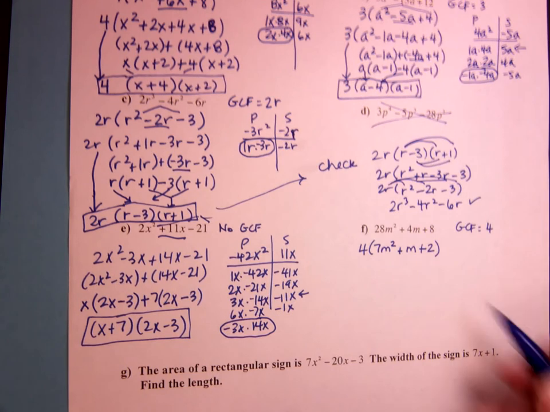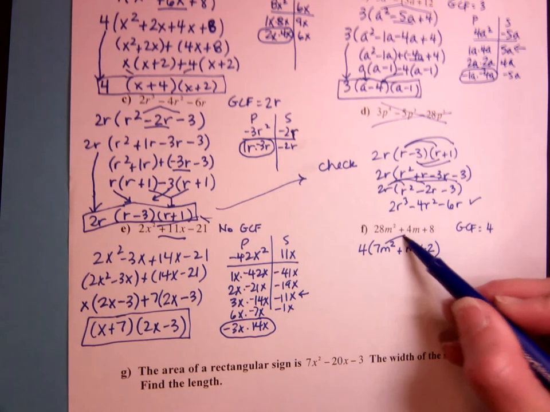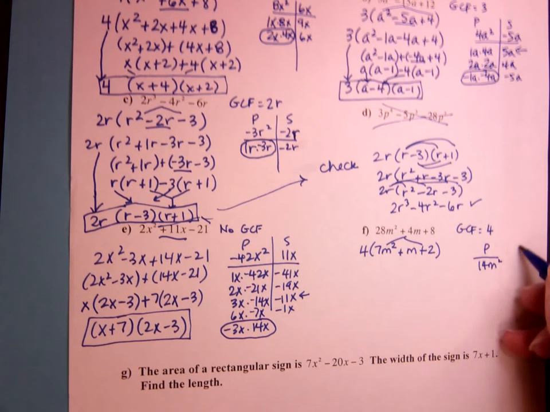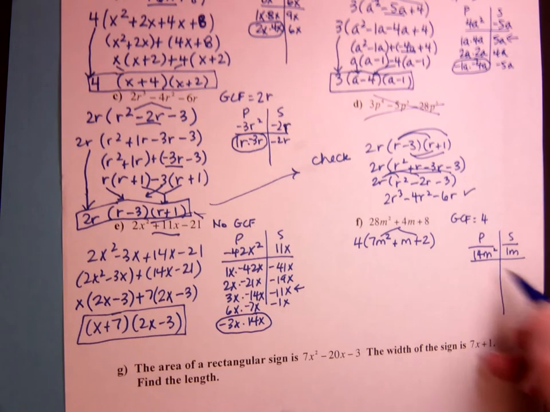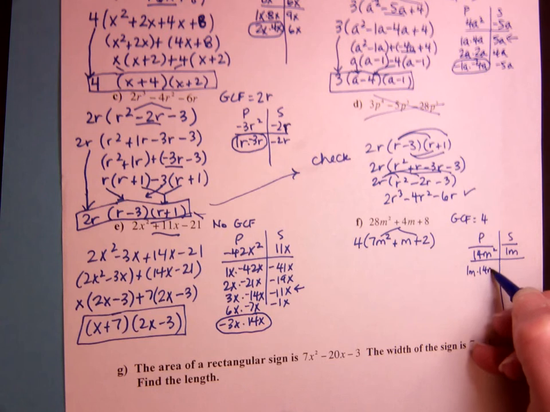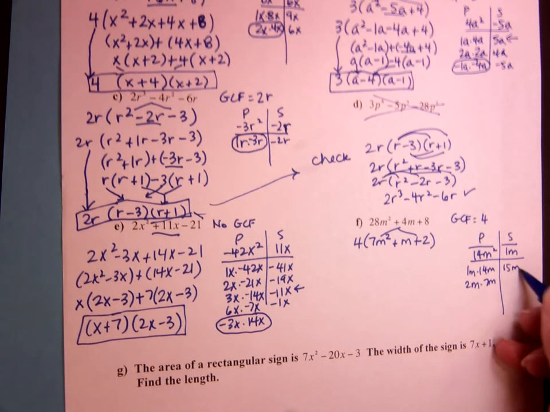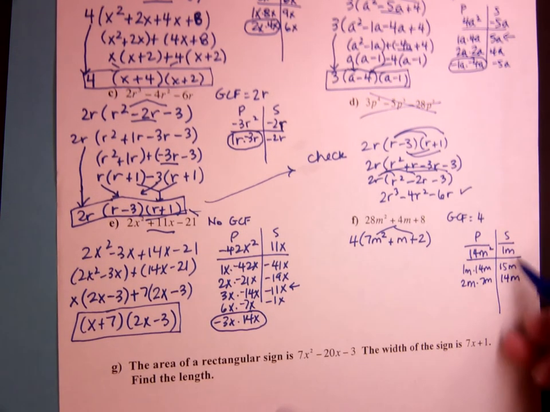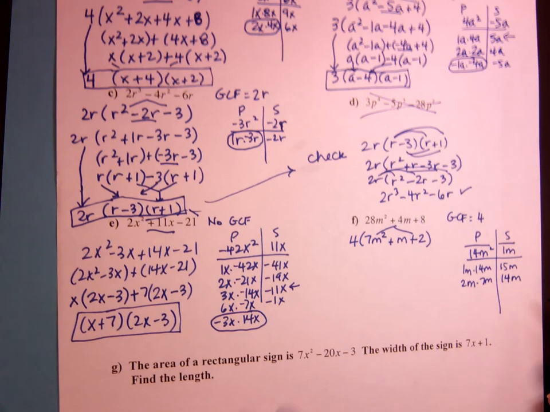So now we're going to do our rooftop with that. Product would be 14m squared, and our sum would be 1m. And so as we're looking at this, this would be 1m times 14m and 2m times 7m. When we add them, we get 15 and 14, and neither of those give you 1. And you can't even put any negatives on here to make that happen. So at this point, we have to stop. But normally, like yesterday, we would call this prime. This is not prime.